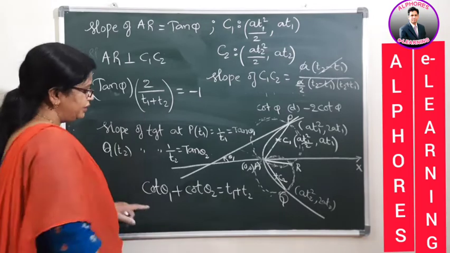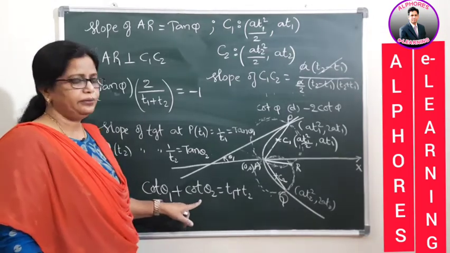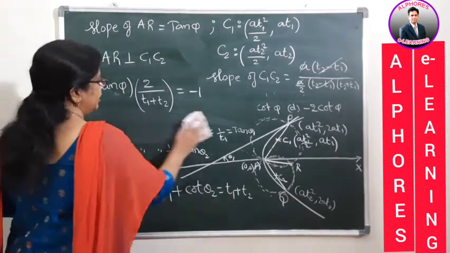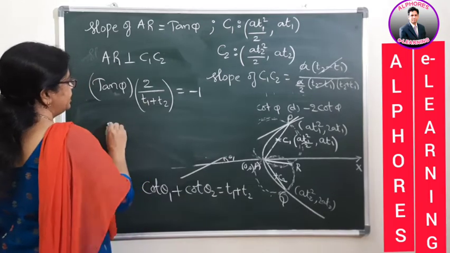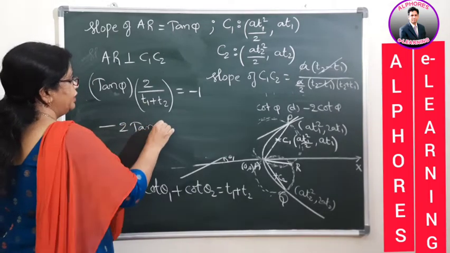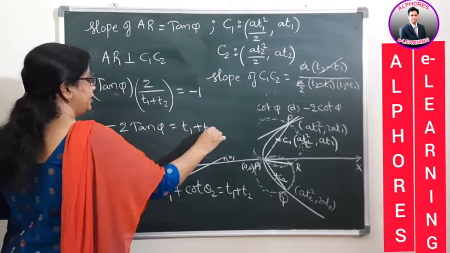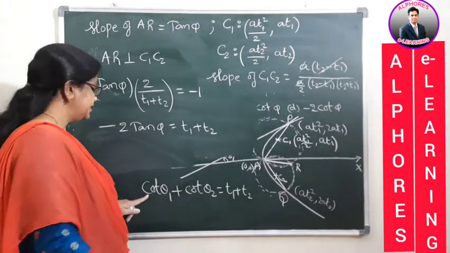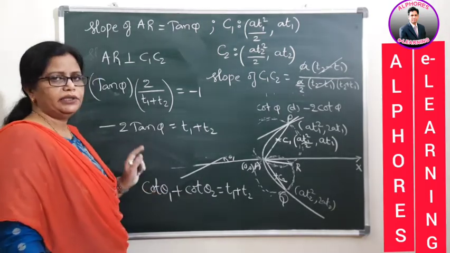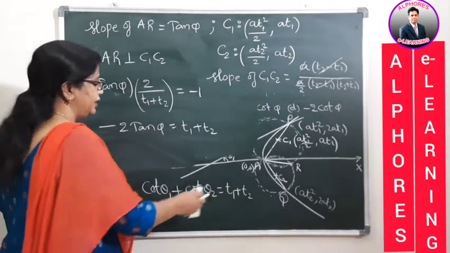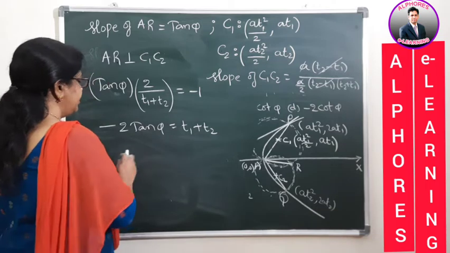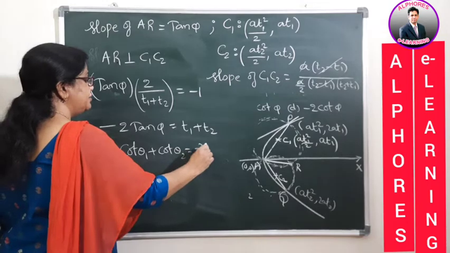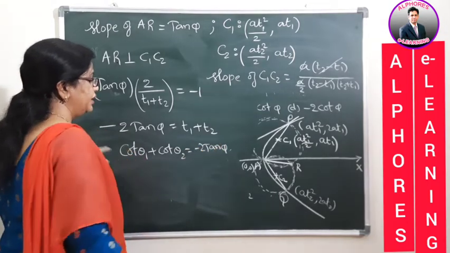Now what is our requirement, students? Cot theta 1 plus cot theta 2. This cot theta 1 plus cot theta 2 is T1 plus T2. So you have T1 plus T2, which implies -2 tan phi equals T1 plus T2, and that T1 plus T2 is cot theta 1 plus cot theta 2. Hence what is our answer here? Cot theta 1 plus cot theta 2 is nothing but -2 tan phi. So finally the conclusion is: therefore cot theta 1 plus cot theta 2 is equal to -2 tan phi, okay. So in this way we can conclude this problem.